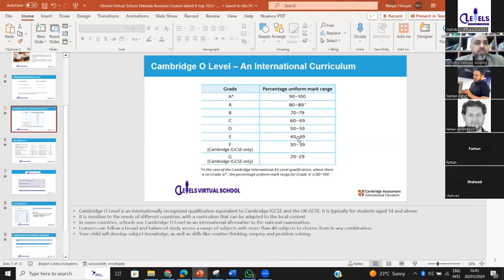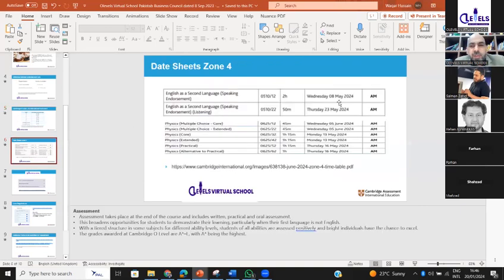Sir, one question. When we register for the exam, will all the exams be held on the same day? Means if we register for the English exam, will all 3 exams, listening, writing, speaking, be on the same day, at the same time? No, different dates. I'll give you an example. This is on 8th May, this is on 23rd May.